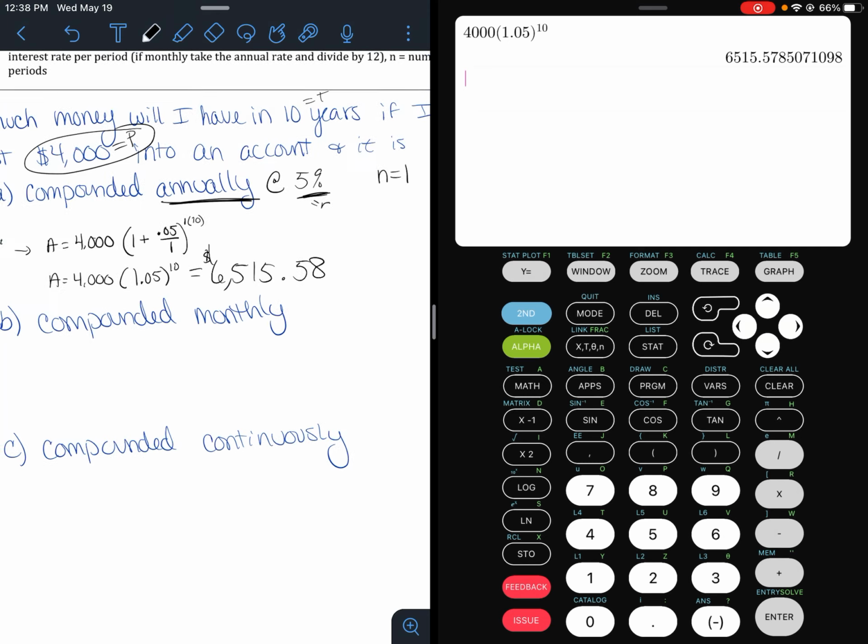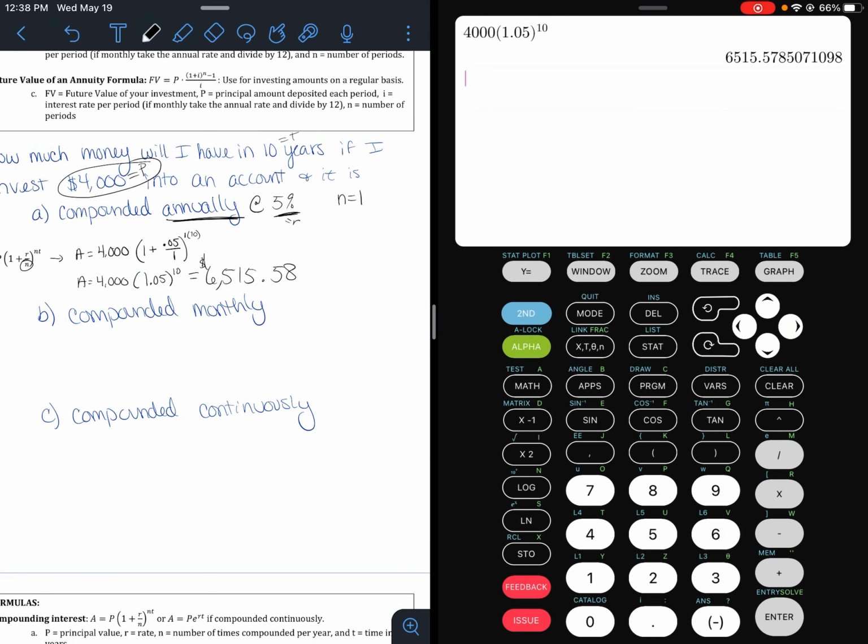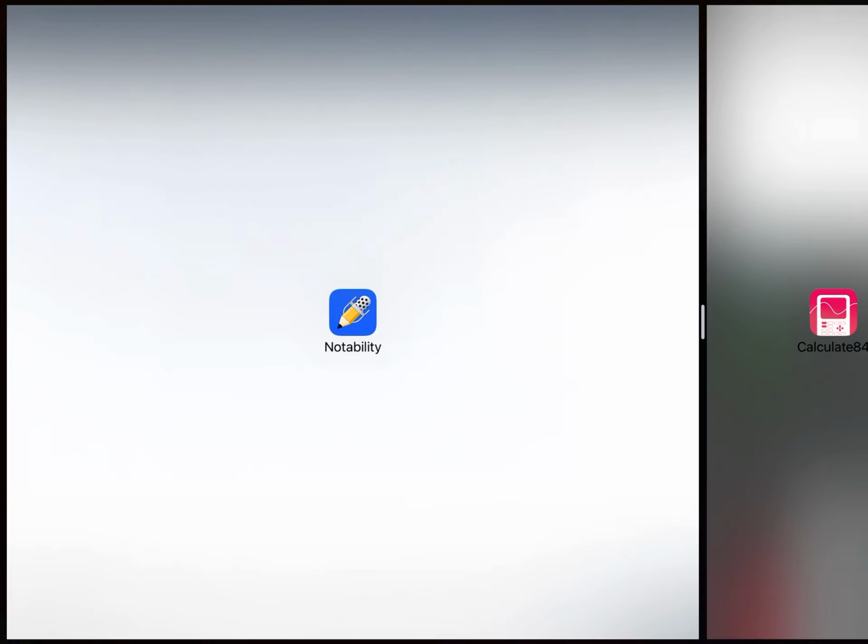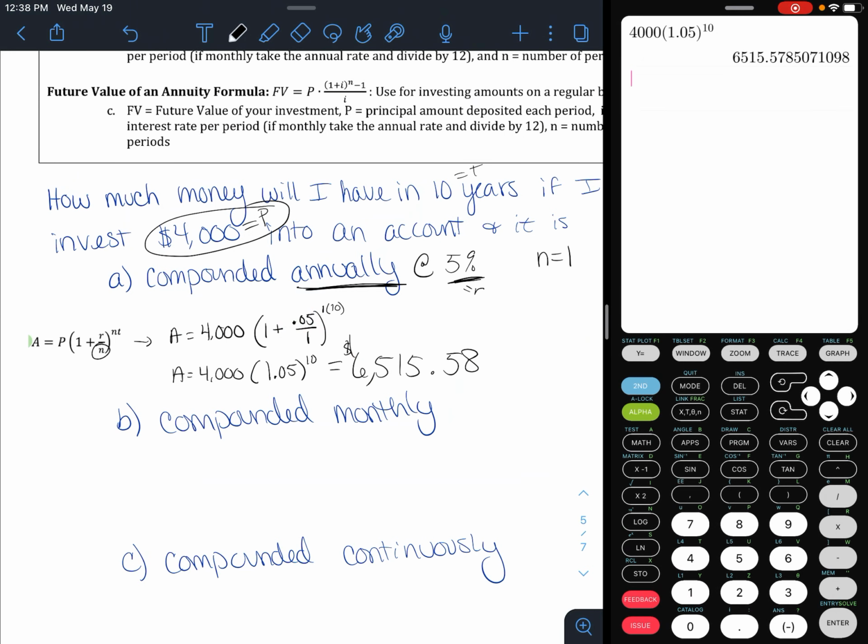So if I left that alone for 10 years, that $4,000, and the interest was compounded annually, then I would end up with $6,515 at the end of those 10 years. So I made $2,500 by not doing anything, by just leaving my money alone. Pretty good. Let's see how that changes if we're compounding monthly.